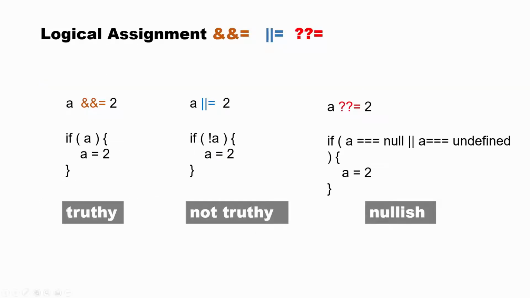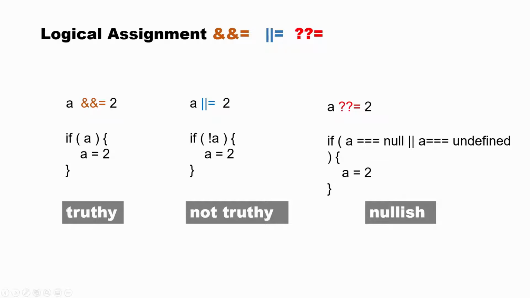The last new feature we're going to be looking at is the logical assignment, specifically the logical AND, OR, and nullish assignment operators. Let's look into each one in more detail. So here I have 3 different examples for each of them. Let's look at the first one, the logical AND assignment operator. Basically what this is equivalent to is that only when A is a truthy value, A will be assigned 2, otherwise it will return A.